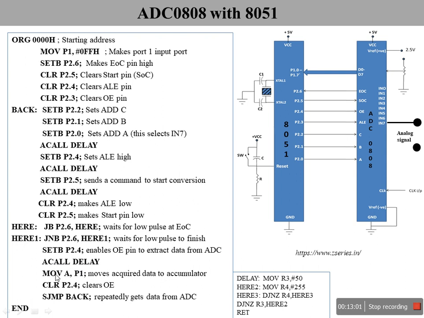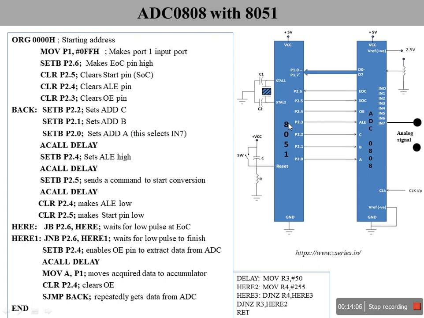Then simply call a delay, then MOV A, P1. What is P1 here? P1 is connected to the data lines of the ADC. Once the conversion is over, these lines carry the equivalent data of the analog signal, connected to P1.0 to P1.7. So that data is read into the accumulator. According to your requirement, from the accumulator you can send it to an LCD or save it in memory, whatever you want. Depending upon the application, we can make use of this data available in the accumulator. Then again clear output enable, then a short jump repeatedly gets data from the ADC. Depending upon the selection, the data will be converted. To conclude, this is how the ADC 0808 is interfaced with the 8051 microcontroller, along with the different handshaking signals.